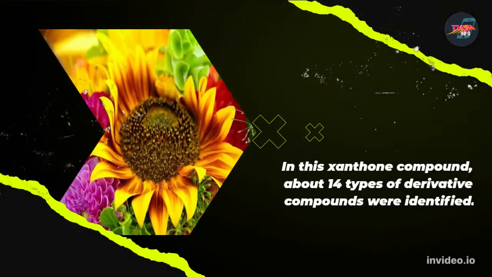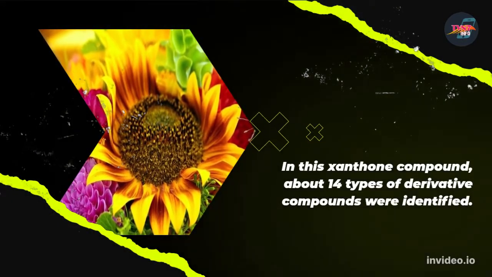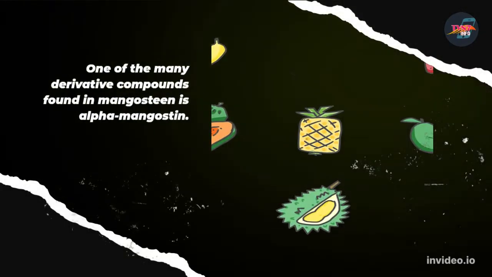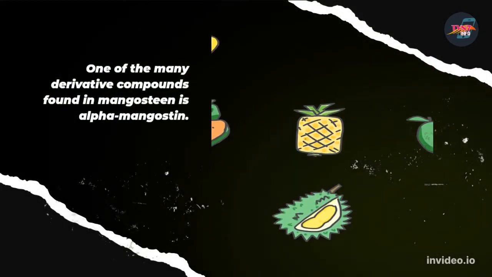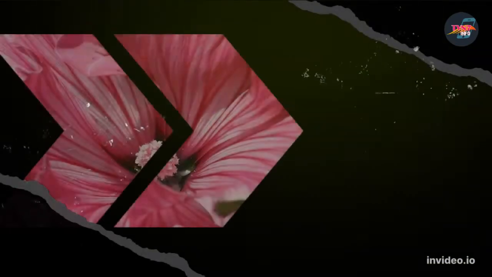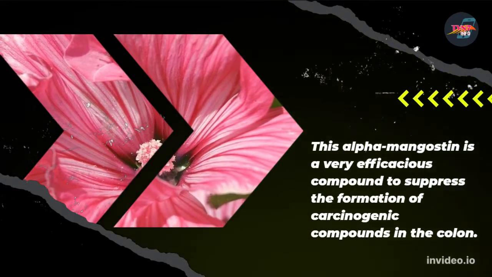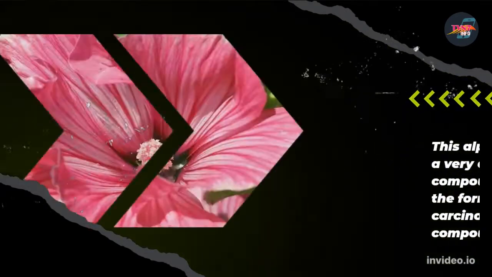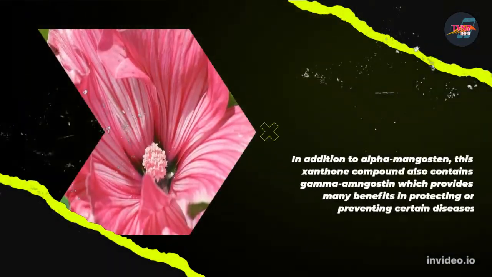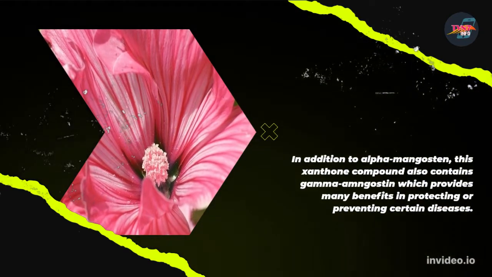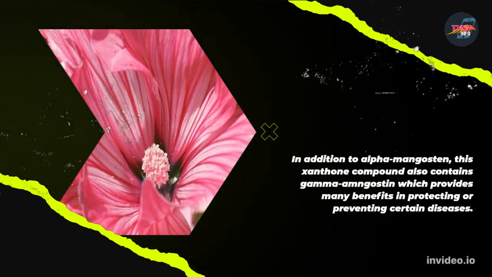In this xanthone compound, about 14 types of derivative compounds were identified. One of the many derivative compounds found in mangosteen is alpha-mangosteen. This alpha-mangosteen is a very efficacious compound to suppress the formation of carcinogenic compounds in the colon. In addition to alpha-mangosteen, this xanthone compound also contains gamma-mangosteen, which provides many benefits in protecting or preventing certain diseases.